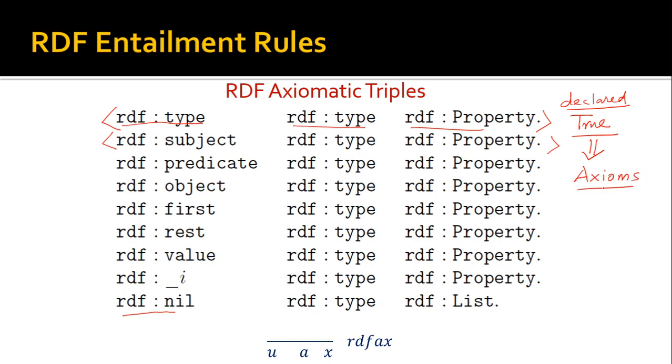Now these are called RDF axiom triples. These are RDF axiomatic triples, which are treated to be true always. So how do you represent that rule? Basically, the antecedent part is vacant, so you don't care what is there, but you always assume that this U A X is true, where U is something like this, A is something like this, and X is something like this. So these are called the axiomatic rules, and in short, we can write it as RDF AX, right? So they are presenting the axioms here.